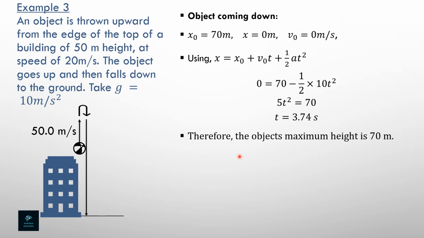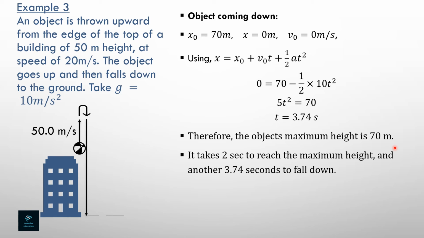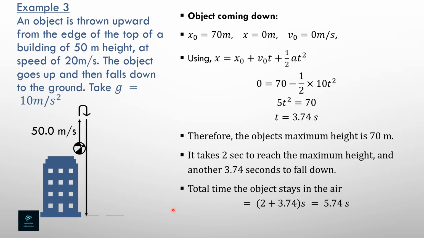Therefore, the maximum height of the object is 70 meters. It takes 2 seconds to reach the maximum height and another 3.74 seconds to fall down. Therefore, the total time the object stays in the air is equal to 2 plus 3.74 seconds, which equals 5.74 seconds.